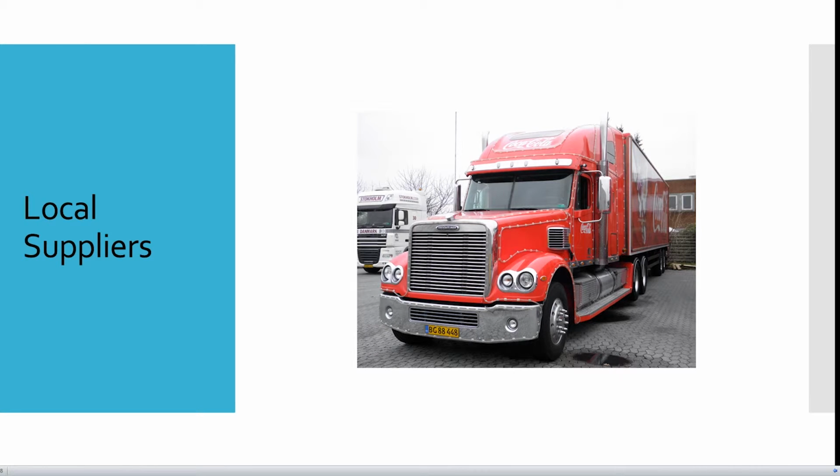Sustainable product design incorporates local suppliers for inputs needed to manufacture or produce that product. Local suppliers means less distance traveled to deliver the supplies to the manufacturing facility. Less distance traveled means less emissions and less of a footprint from transportation of supplies.